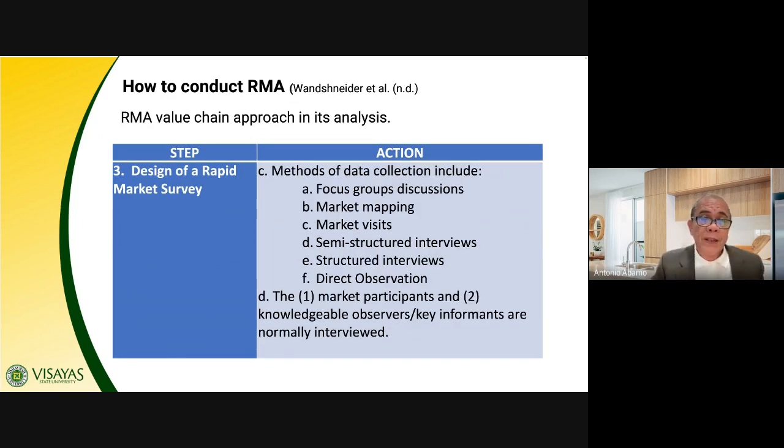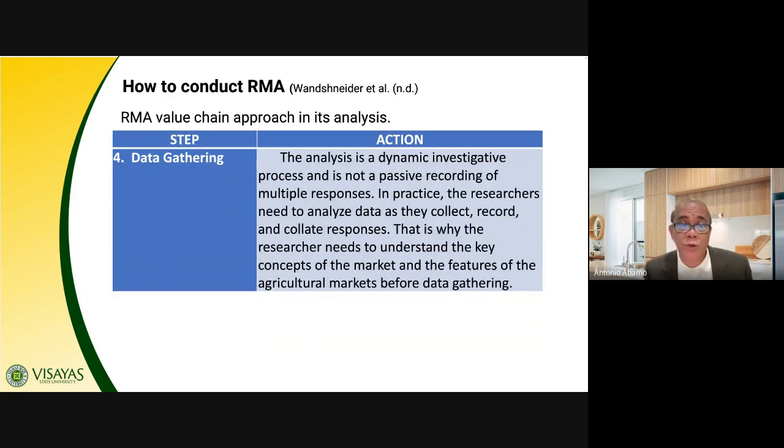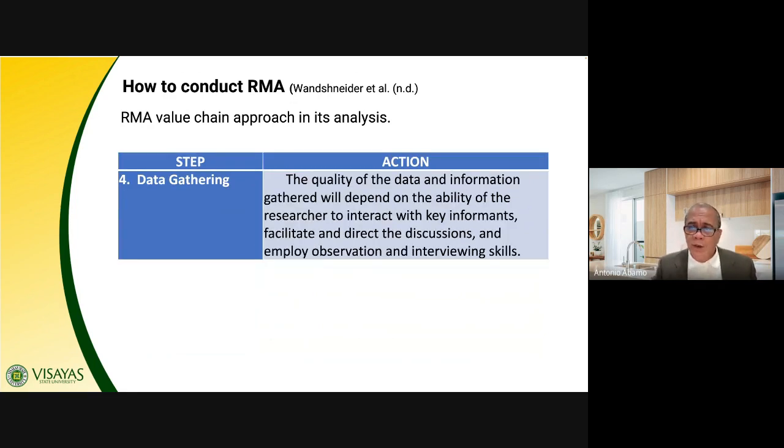Then design a rapid market survey. Methods of data collection could be focus discussion, market visit. It's semi-structured depending on the technique they are going to use. The data gathering, the interview, then you can do multiple research, the normal stuff in data gathering. And the quality of the data and information gathered will depend on the ability of the researcher to interact with the respondents. You have to be conversant, and pursue some information that is not clearly articulated so that you can see the dynamics of all data gathered.